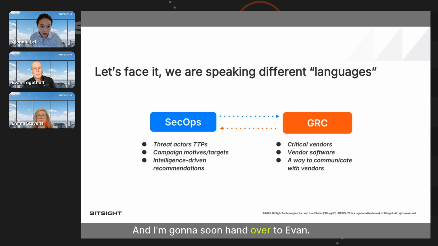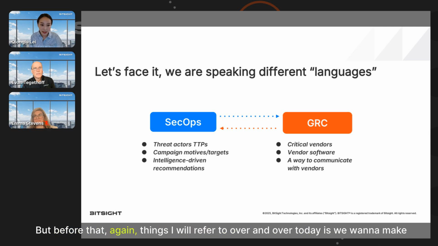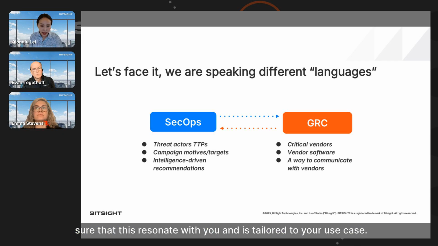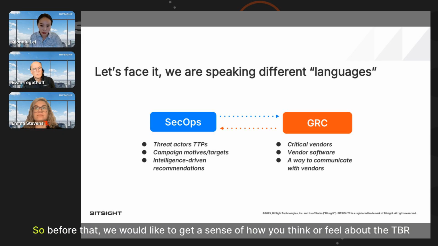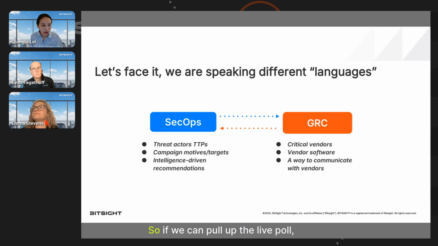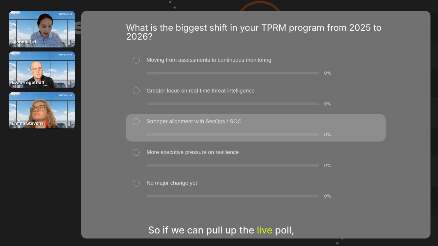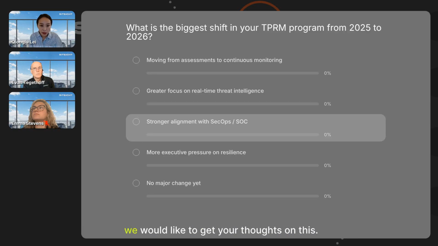I'm going to soon head over to Evan, but before that, something I'll refer to over and over today is that we want to make sure this resonates with you and is tailored to your use case. So before that, we would like to get a sense of how you think or feel about TPRM program priorities. If we can pull up the live poll, we would like to get your thoughts on this. What is the biggest shift in your TPRM program from 2025 to 2026?